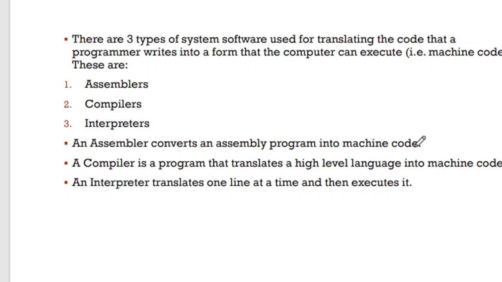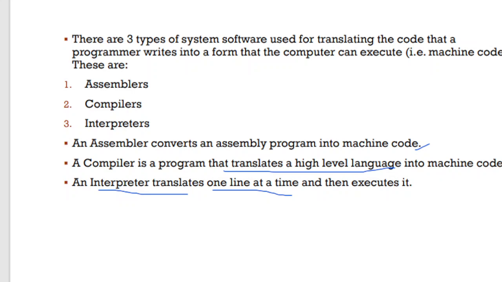Assembler, as we have seen previously, translates an assembly program into machine code. A compiler is a program that translates a high-level language into machine code. An interpreter translates one line at a time. The compiler will consider the whole program; if you have 100 lines, all 100 lines are set for translation. But the interpreter considers only one line at a time. Each line executes and produces a result, then another line executes and produces a result. That is the purpose of the interpreter. So these are the three translators that convert high level language to machine understandable language.